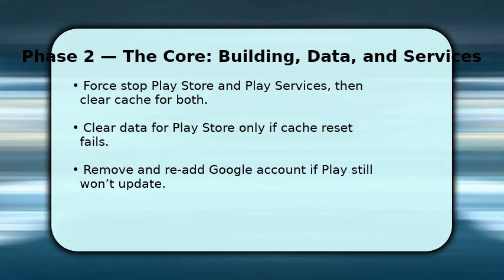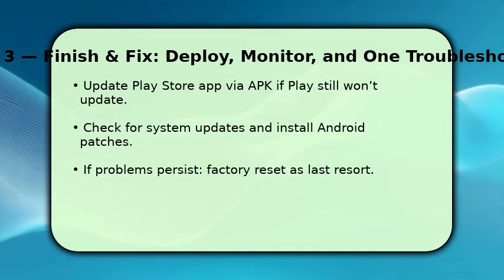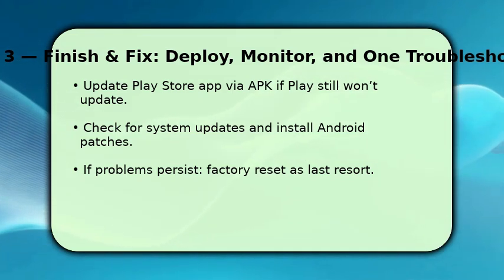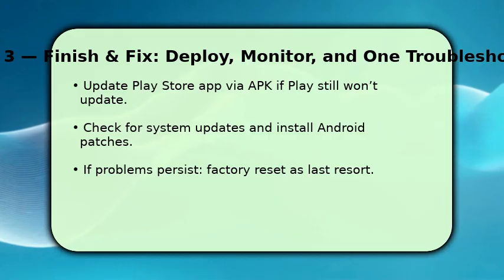You finish by ensuring the Play Store itself is current. Download and install the latest Play Store APK from a trusted source if the app won't update automatically. Next, check for Android system updates and install them. System patches often restore broken services.